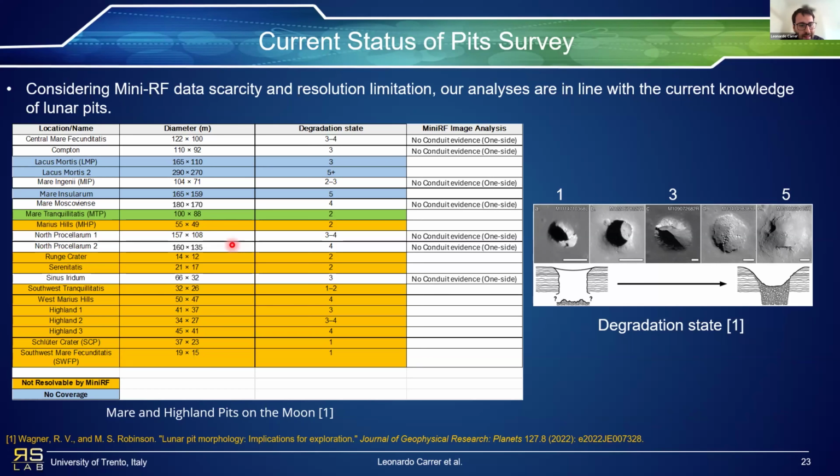So what I put here is a partial list of all the lunar pits. In orange, you can see the ones not resolvable by Mini-RF, and in blue, the one that has no coverage. So the only pits that we could explore with Mini-RF were about 5 or 6. Over these pits, we could not find conduit evidence, but that was expected from previous studies based on the degradation state, which suggested that part of the pit is probably blocked. So there was material blocking the entrance, and this was compatible with our observation.